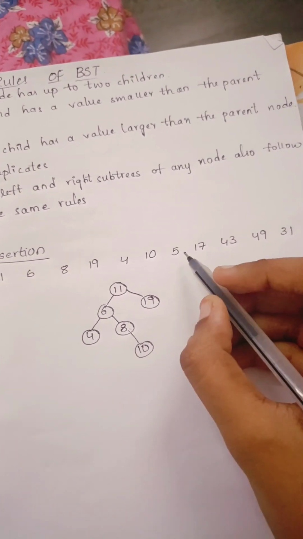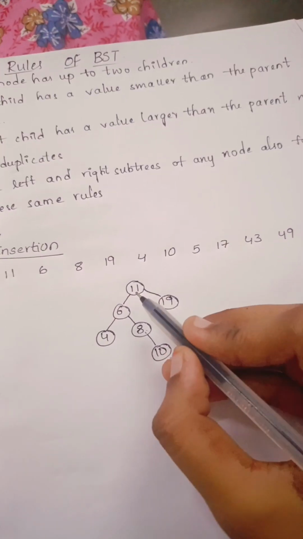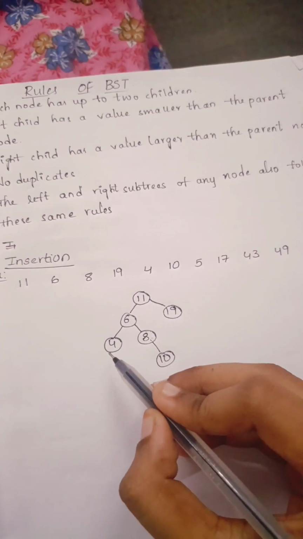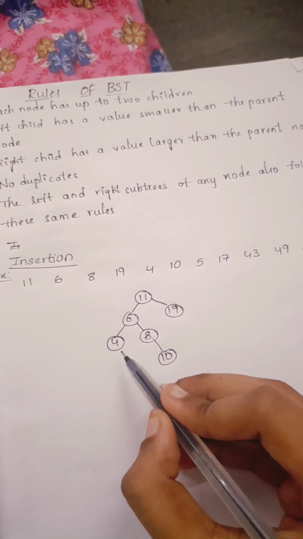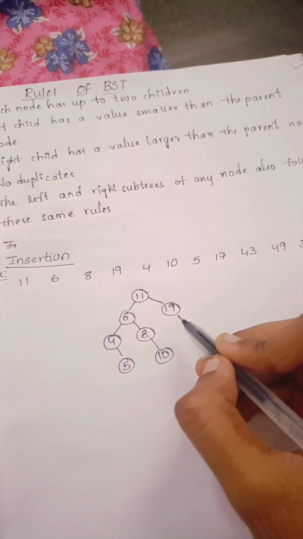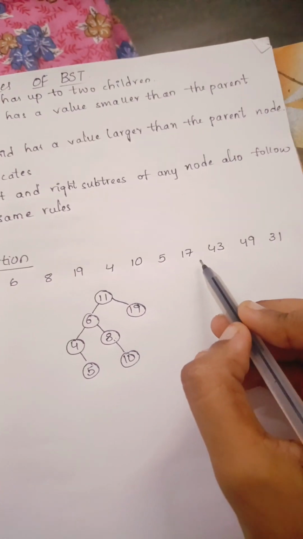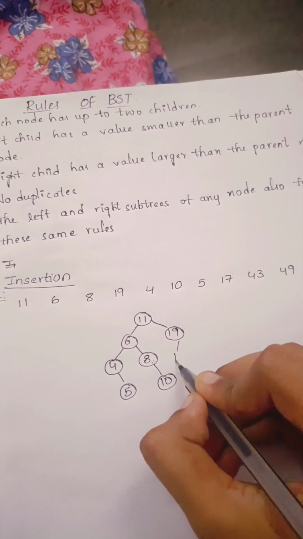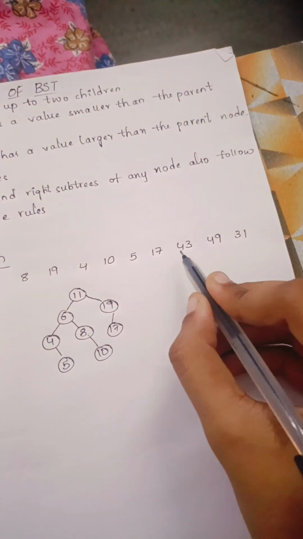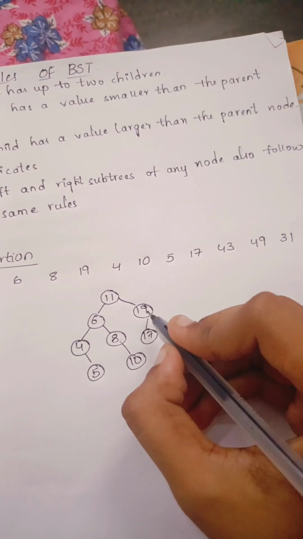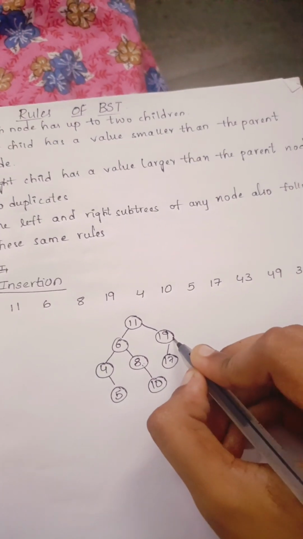And 5. The element 5 is less than 6, so it should go left side, and it is greater than 4. So it should be placed right side of the 4. And element 17. 17 is greater than 11 and less than 19. So it should be placed here. And 43. 43 is greater than 11 and it is also greater than 19. So it should be placed here.